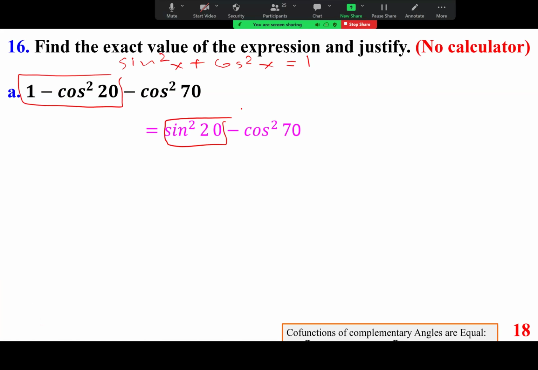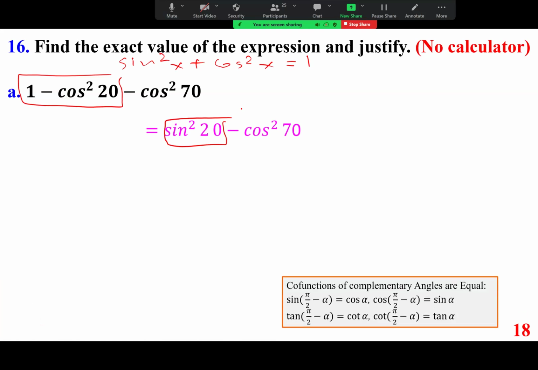And cosine 70, okay, co-function or complementary angles, we've discussed that. Cosine of 70 is sine of 90 minus 70.